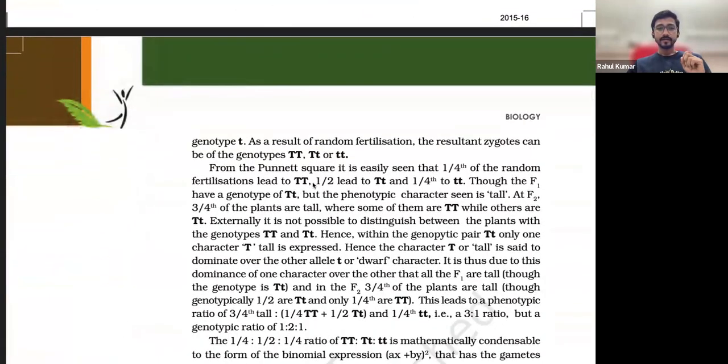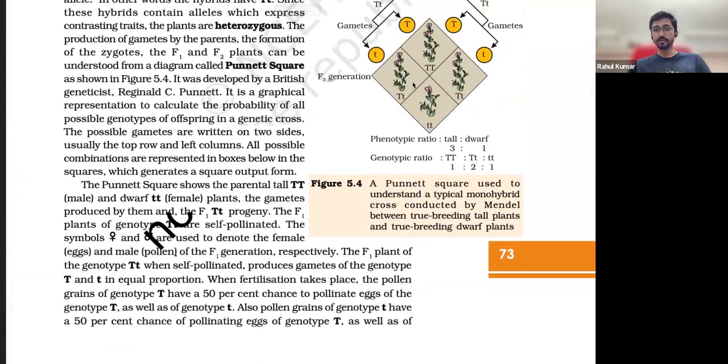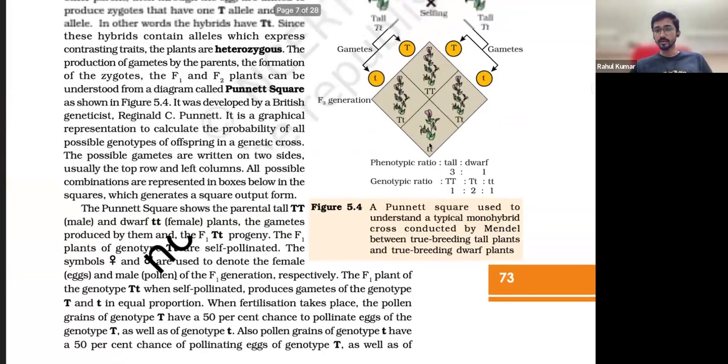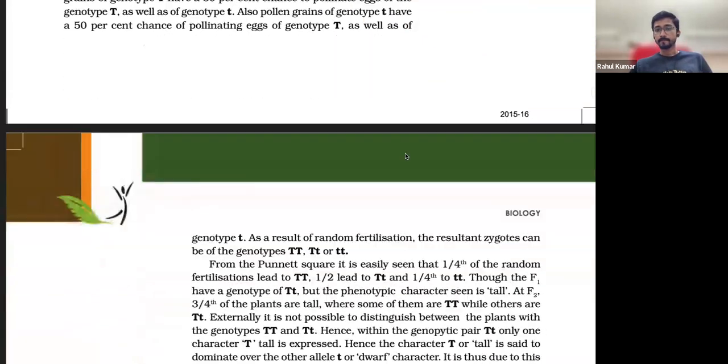Yes, sir. Next, it says half lead to capital T small t, which means 2 out of 4 is half, right? That's the confusing thing. Here they are writing 1/4, then they're not writing 2/4, they're writing 1/2, which is exactly what it means. 2/4 will mean 1/2 only. So 1/4 is capital T, capital T. 1/2 is capital T, small t. And the rest 1/4, which is this one, is small t, small t.